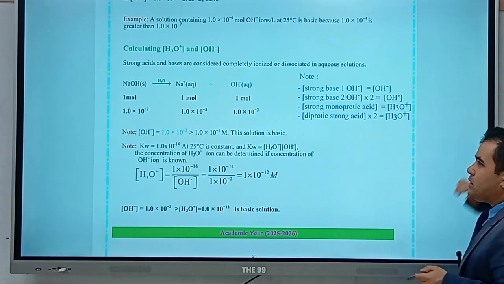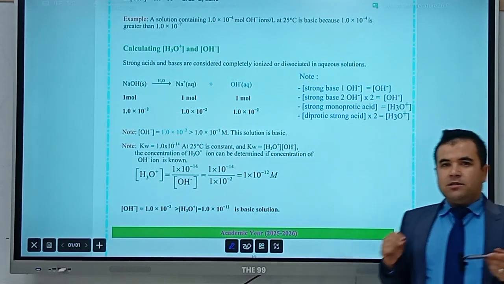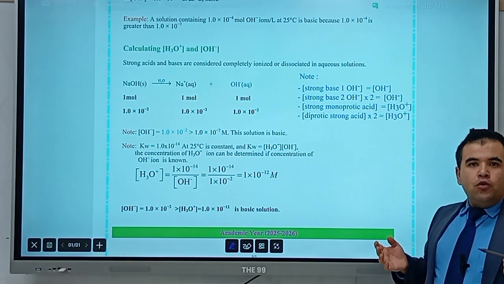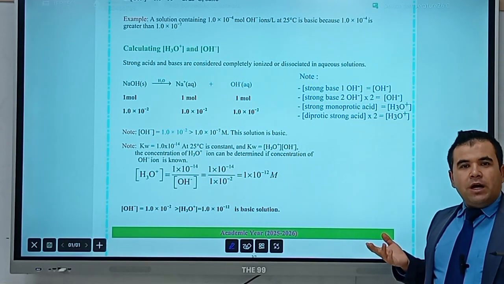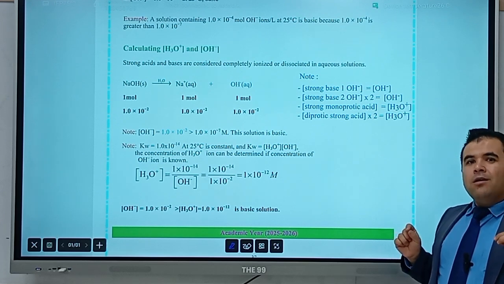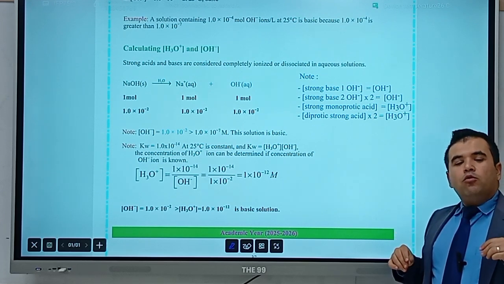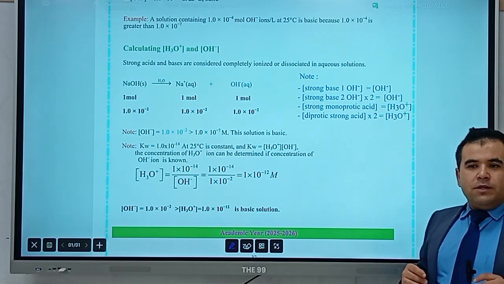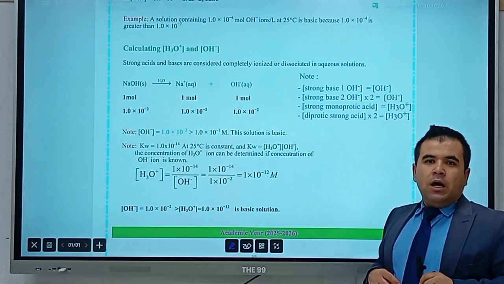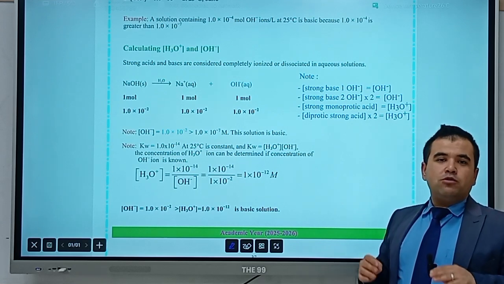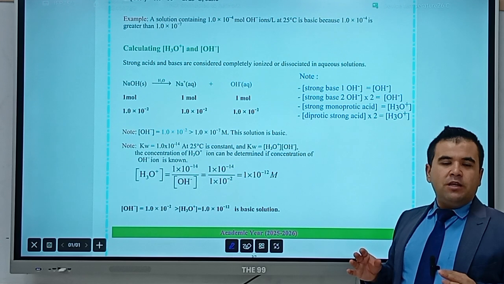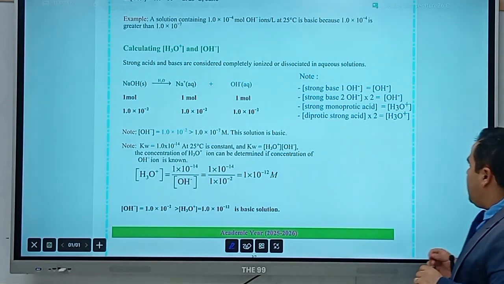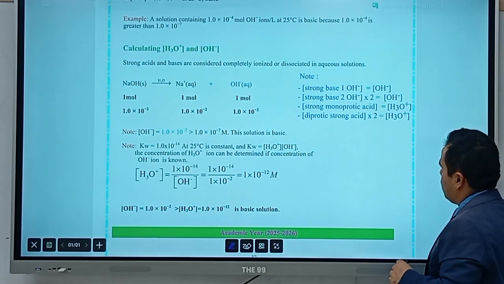Calculating hydronium and hydroxide through the concentration of the acids and bases. Here I have provided the notes in order to know how to convert the concentration of the acids and bases to the hydronium and hydroxide. But here we will be solving only for the strong acids and strong bases. At the end of the section, we will be talking about the weak ones, because they are partially ionizable or dissociable compounds. We are not able to determine the hydronium and hydroxide as with the strong ones.